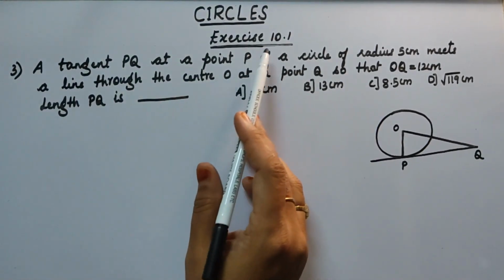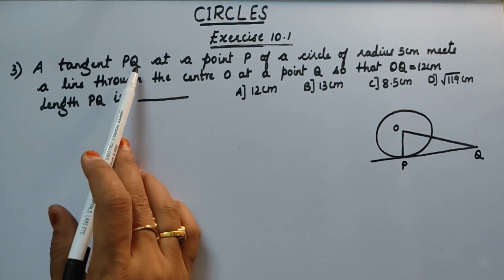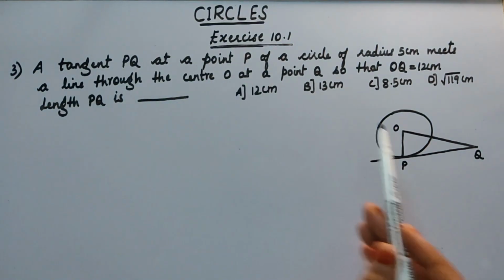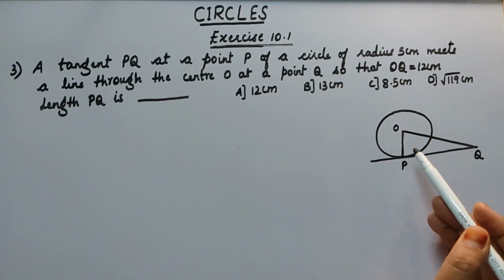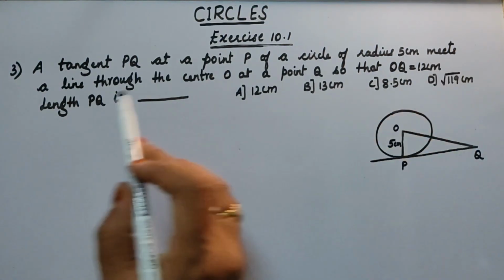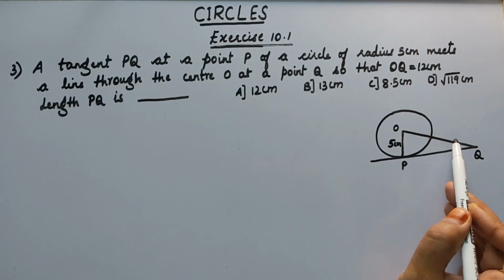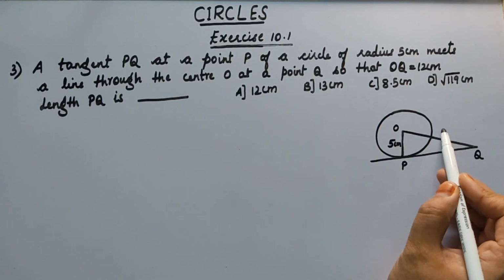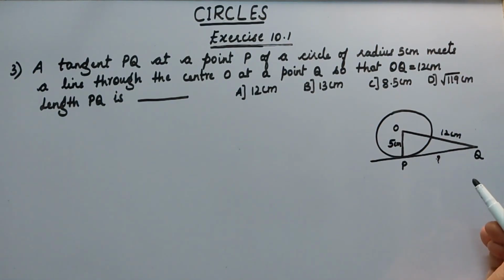Now we'll go to exercise 10.1. So third question, a tangent PQ at a point P of a circle of radius 5 centimeter meets a line through the center O at a point Q so that OQ will be 12 centimeter. Now we need to find out the length of PQ. We need to find out the length.